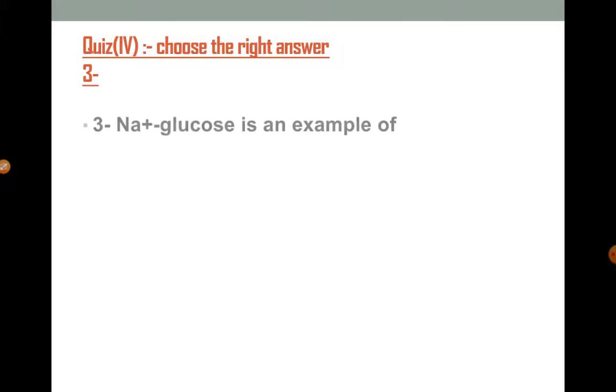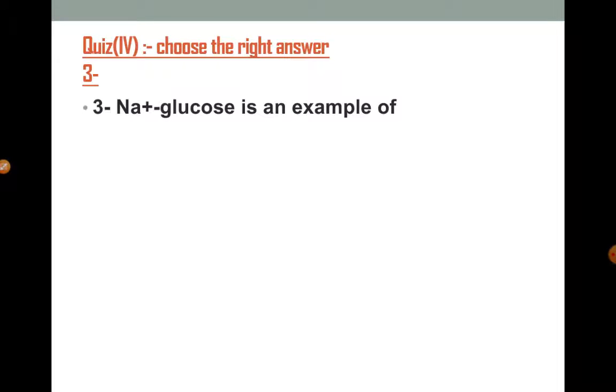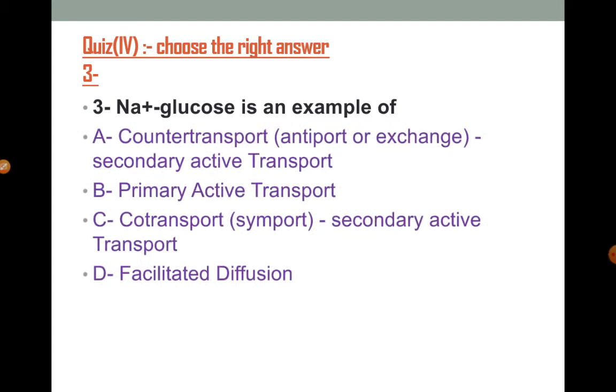Number 3, sodium glucose is an example of A. counter-transport, B. primary active transport, C. co-transport, D. facilitated diffusion, and the answer is co-transport, symport, or secondary active transport.